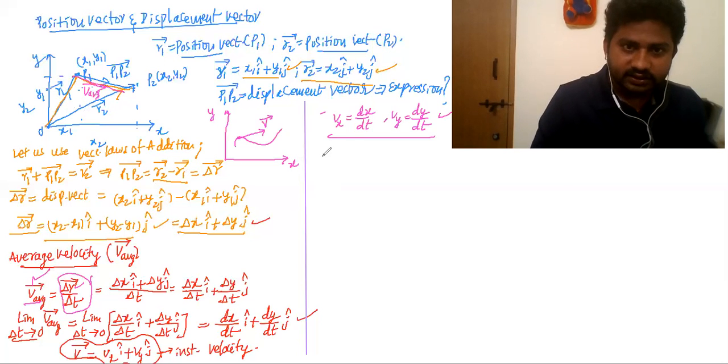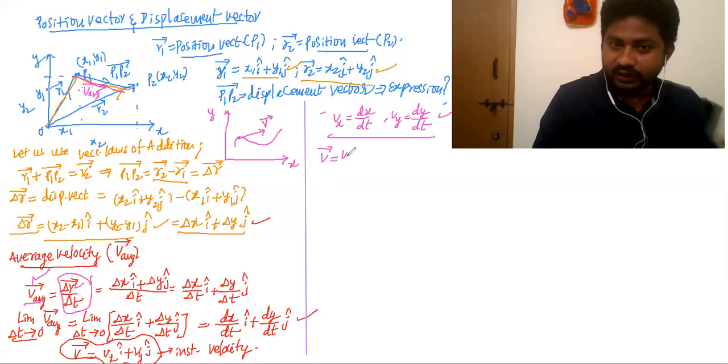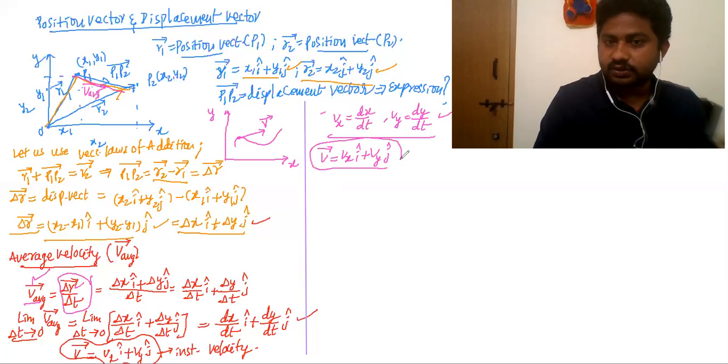Finally, instantaneous velocity, I'm writing here, listen carefully. Instantaneous velocity is equal to Vx, which is dx by dt, i cap, carefully see, Vx i cap plus Vy j cap. So this is the expression for instantaneous velocity, my dear students.